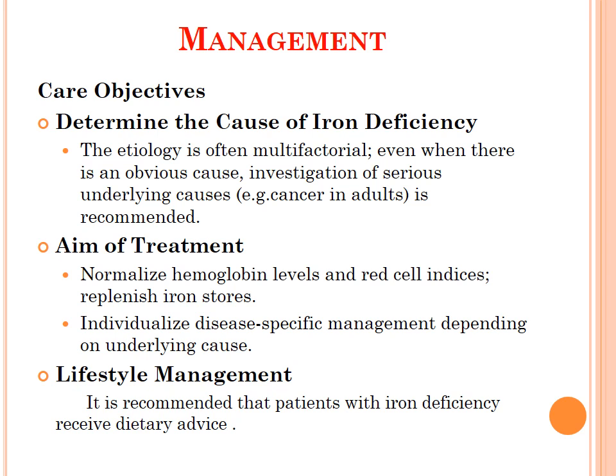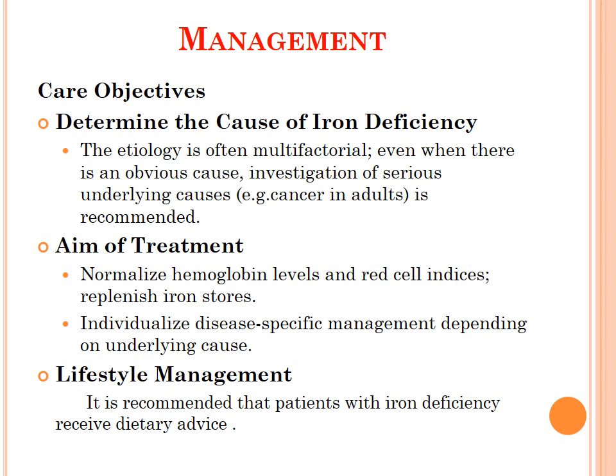First of all, care objectives. We have to determine the cause of iron deficiency. The etiology is often multifactorial. Even when there is an obvious cause, investigation of serious underlying causes, for example cancer in adults, is recommended. Second is the aim of treatment. That is to normalize hemoglobin levels and red cell indices, replenish iron stores, and individualize disease-specific management depending on the underlying cause. Third is lifestyle management. It is recommended that patients with iron deficiency receive dietary advice.